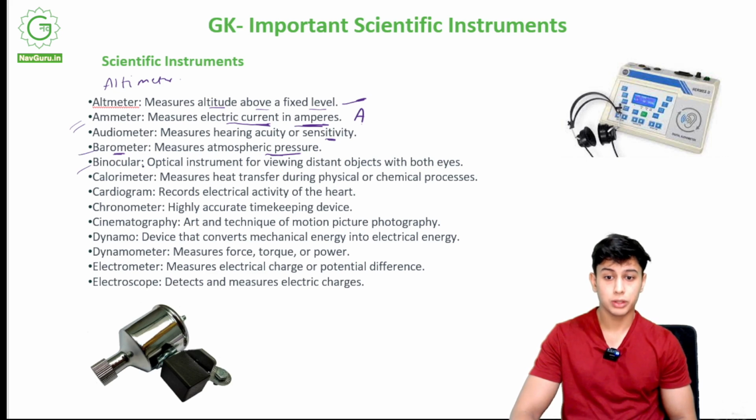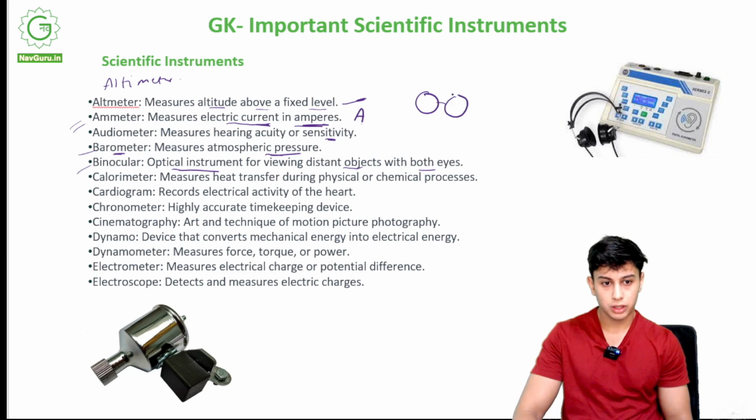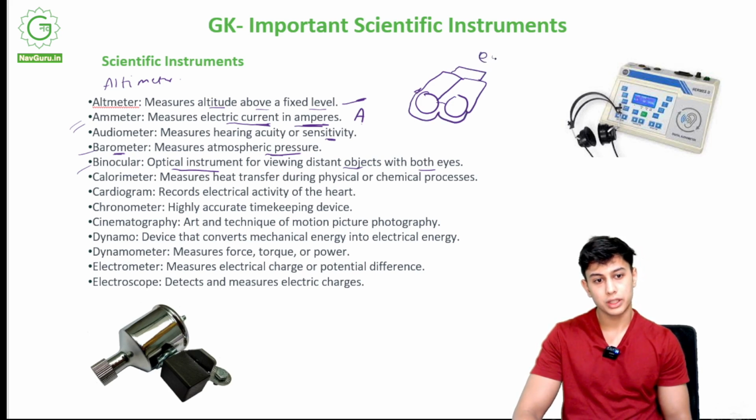Binoculars. So what are binoculars? Binoculars are optical instruments. They are used for viewing distant objects with both eyes. I think we have all seen binoculars, right? We have binoculars looking like these. People put their eyes over here and they are able to see very far. These are lenses. These are binoculars.